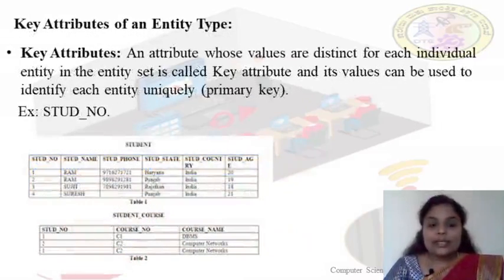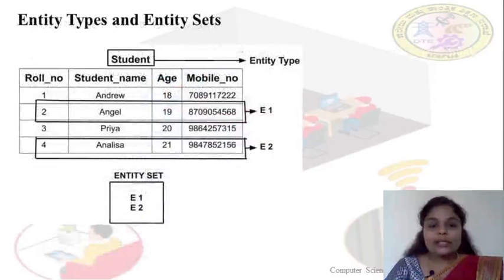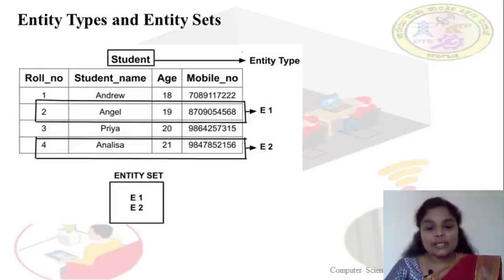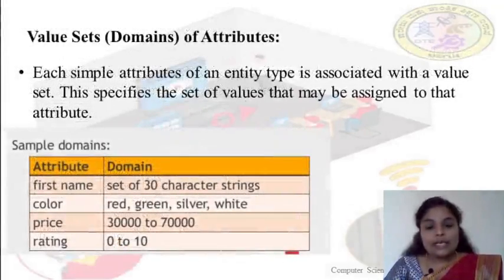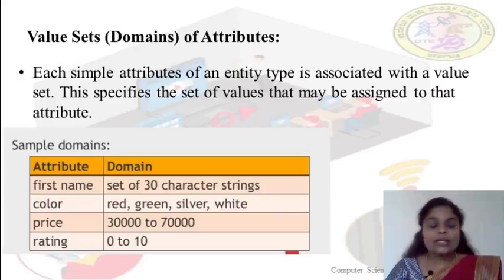See, student is an entity type here. Roll number is what? Attribute. Student number is what? Attribute. Age is an attribute. So the age of a student, that is the attribute of the entity type, is associated with some values, meaning it can take only an integer value. That's the definition of our value set. Each simple attribute of an entity type is associated with a value set, called the domain of the attribute. This specifies the set of values that may be assigned to that attribute.